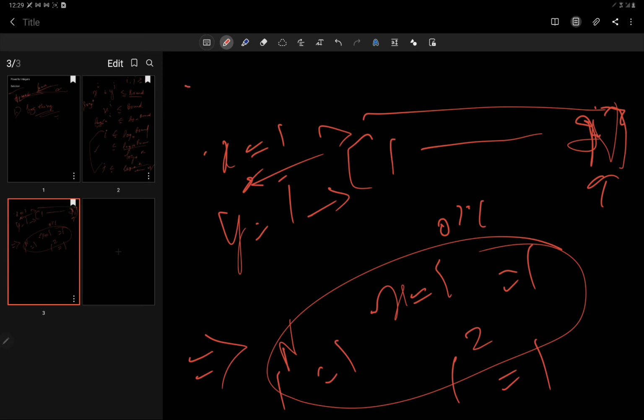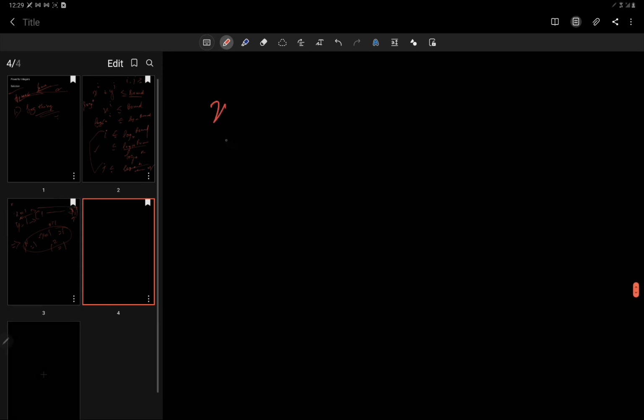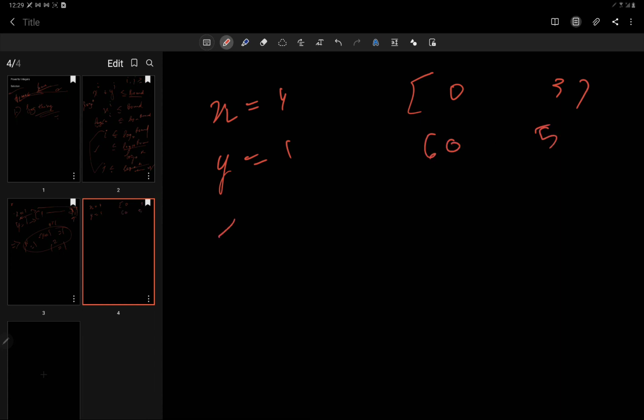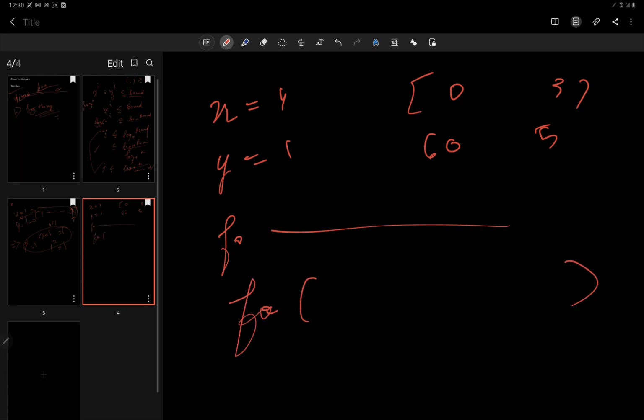Let me tell you how. Suppose x is 4 and y is 1, and the ranges are 0 to 3 and 0 to 5. Now for the outer loop we range over x. For the inner loop, we calculate the value of 1 to the power 1 and the bound that is coming: 1 to the power 1 plus 4 to the power 1, that is 4 plus 1, 5. If it's less than, suppose the bound is 10, then it's okay.